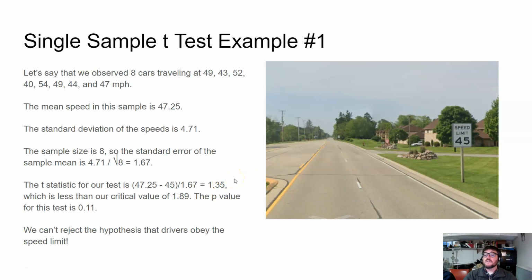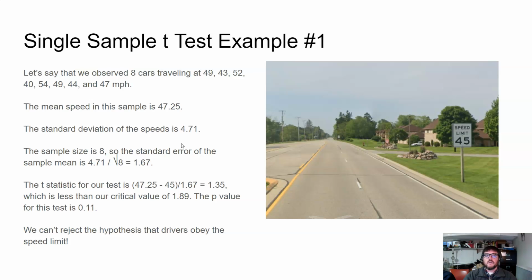So we are about 1.35 standard errors above the mean. So it is faster than 45 miles an hour, but that's less than our critical value of 1.89. So the p-value for our test is 0.11. It's greater than our alpha. So we cannot reject the hypothesis that drivers obey the speed limit. According to frequentist statistics, it's plausible that people who are trying to follow the speed limit might, just through a little bit of random noise, show an average speed of about 47.25.